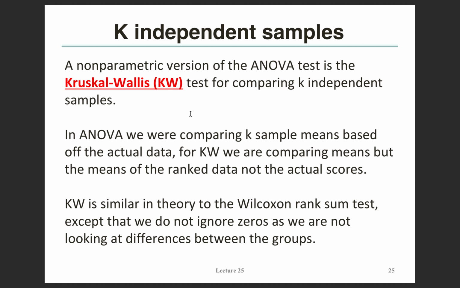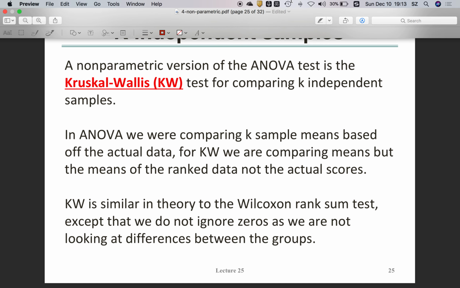So KW is similar in theory to the Wilson rank sum test, except we do not ignore zeros. Do you remember we're kicking off zeros because if it's equal, it should be like 50-50 when we kick out the zero, right? But here we do not kick out the zeros.